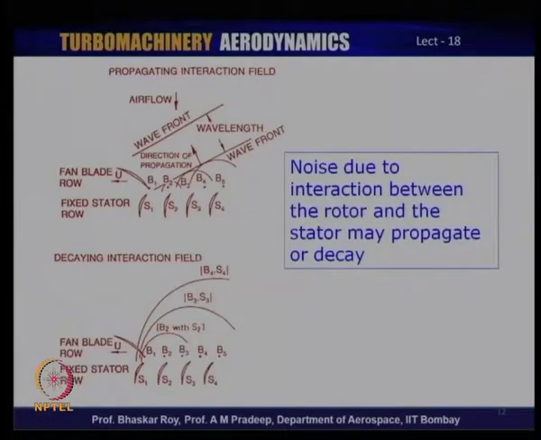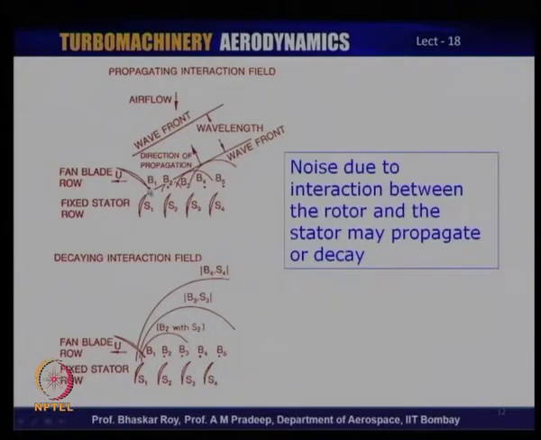Now, let us look at what is happening when you have a rotor and stator. There is an aerodynamic interaction between the rotor and the stator, and this interaction also creates noise. There is a cutting of the flow that is coming out of the trailing edge of the rotor, and then of course, you have blade 1, blade 2, blade 3, blade 4, and then you have stator 1, stator 2, stator 3, stator 4.